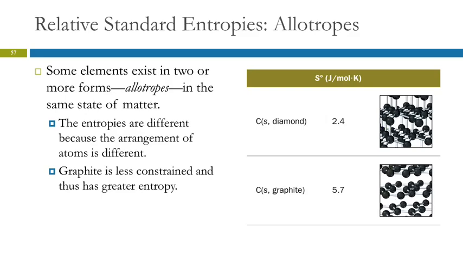They have different amounts of entropy. So the graphite is less constrained. These layers can slide relative to each other, and so it has a higher entropy than diamond. These atoms are stuck. They can't move relative to each other at all. So the diamond has lower entropy. The graphite has higher entropy. Does that make sense?